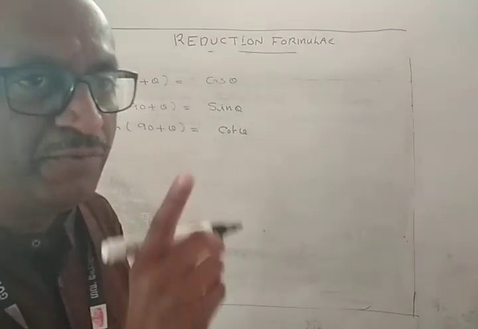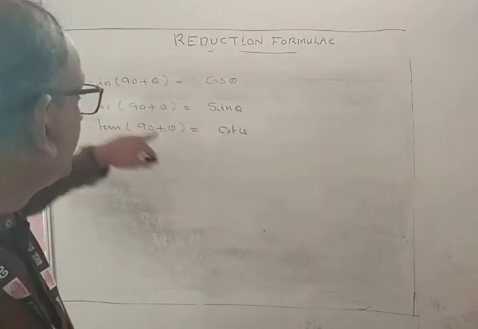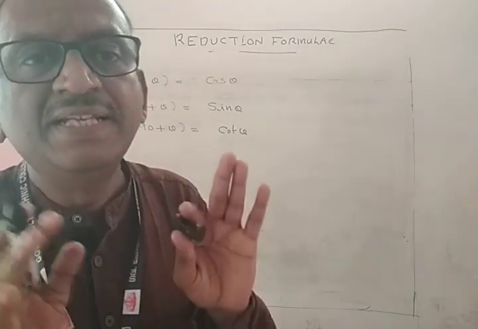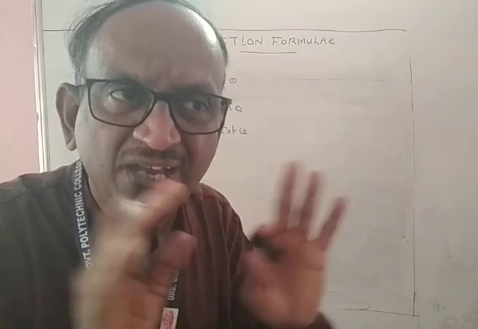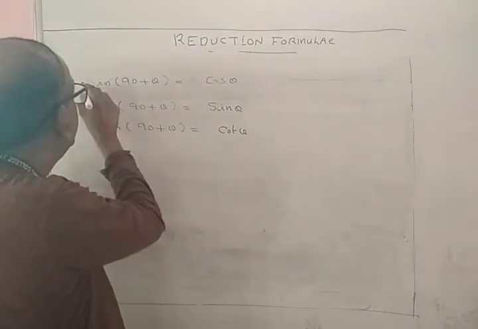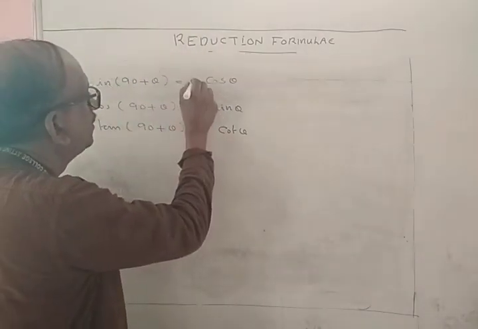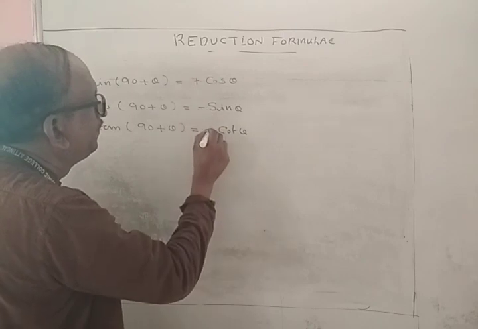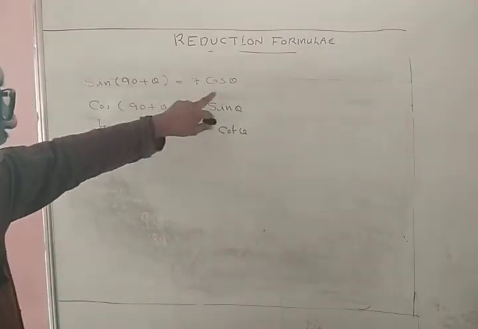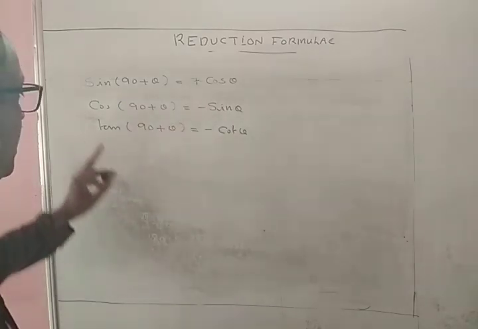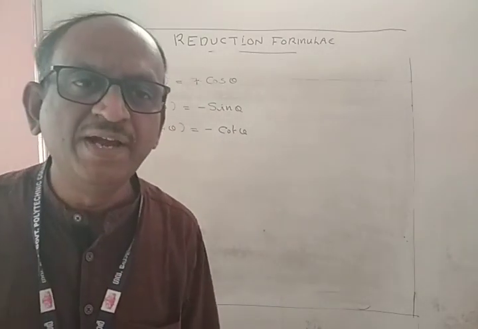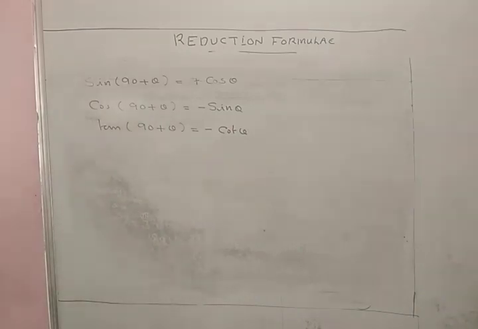Then sin, positive or negative. 90 plus theta is in the second quadrant. In the second quadrant, sin is positive. This one is positive, these two negative. Therefore, sin 90 plus theta is equal to cos theta. Cos 90 plus theta is equal to minus sin theta. And tan 90 plus theta is equal to minus cot theta. By heart, this is the result.